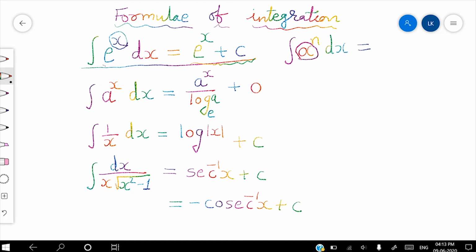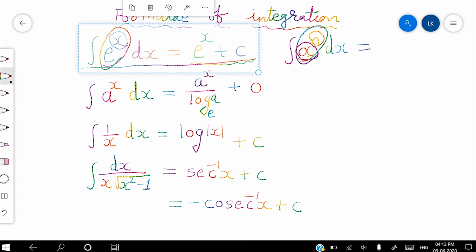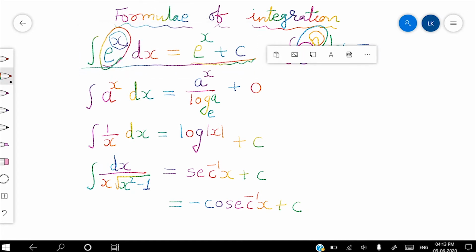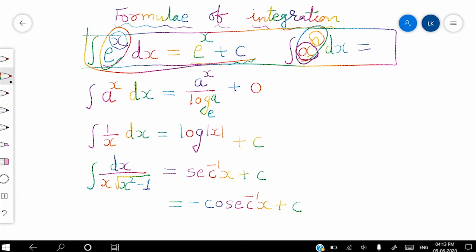dx. Okay, what is the difference between these two formulas? Here x is a variable and n is a constant. That means variable raised to constant. And in e raised to x, constant raised to variable. Okay, this is the difference. Don't mix up both formulas. Another formula, integration of a raised to x dx.